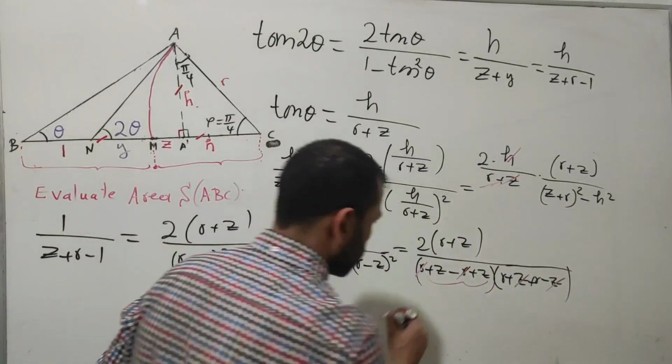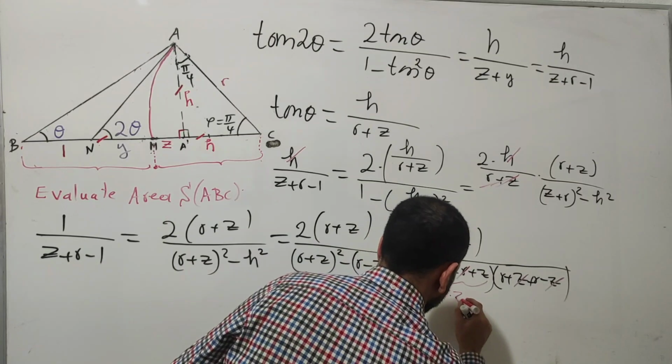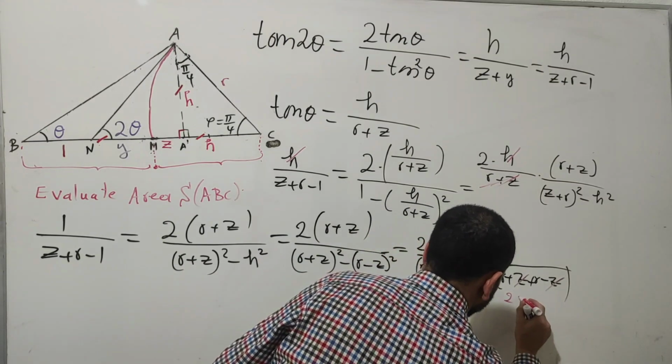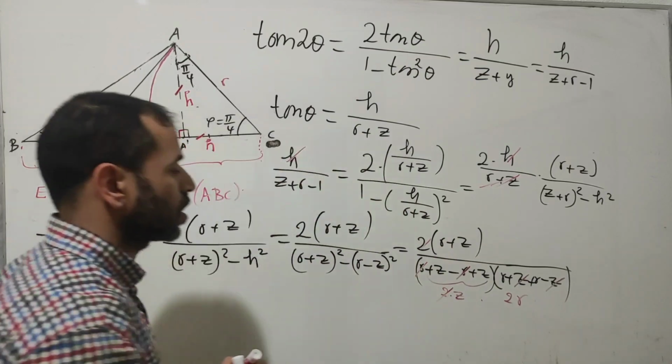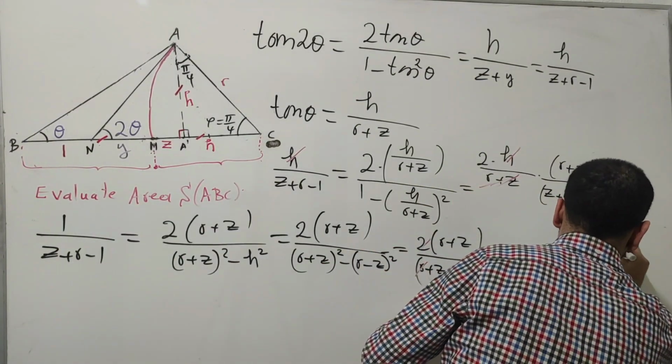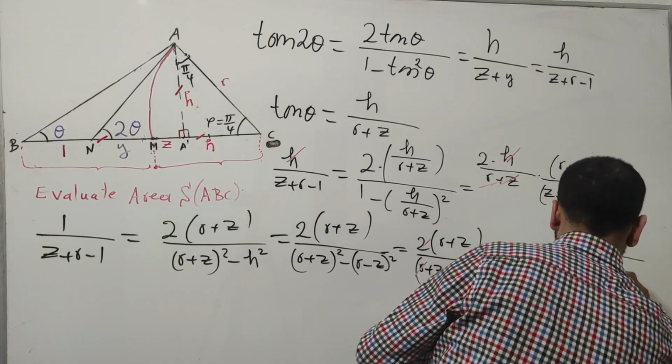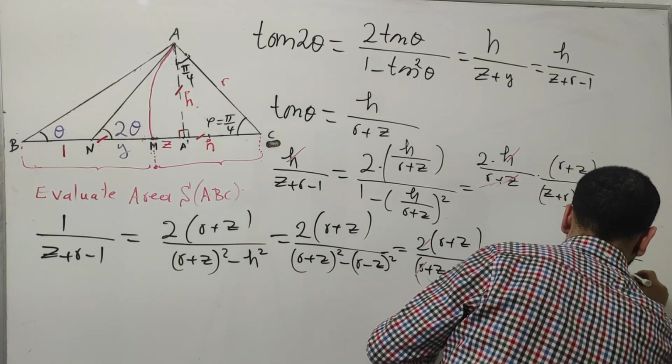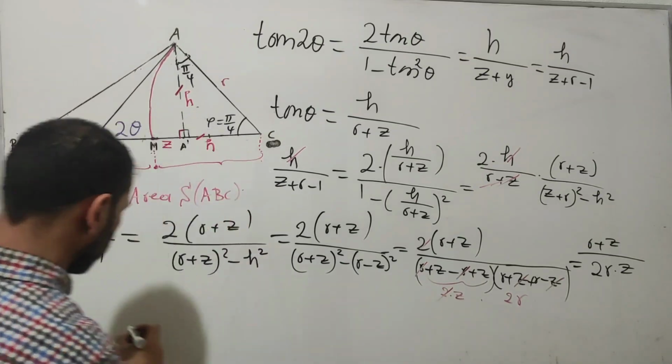I will be left with 2 times z. This one will have 2 times r. One of the two is going to be cancelled out from numerator and denominator. So I will be left with the following: r plus z all over 2 times rz. Okay, so let's bring this formula over here.